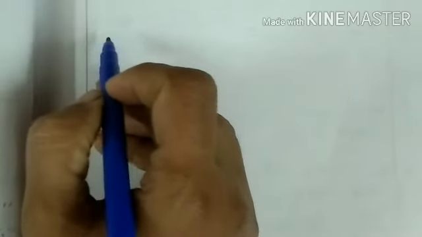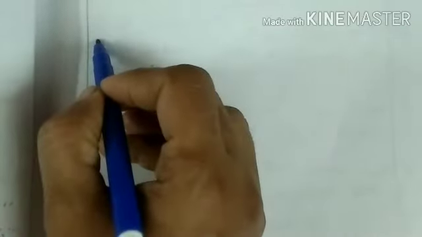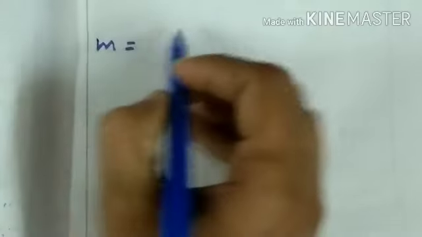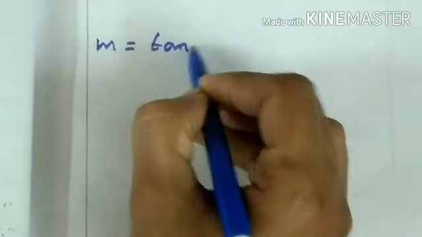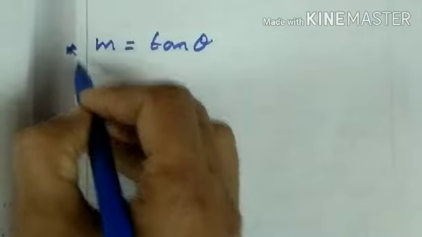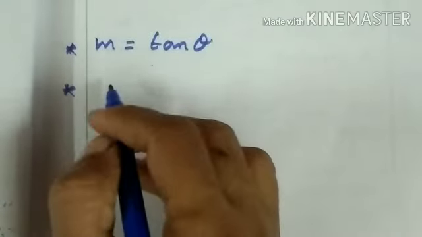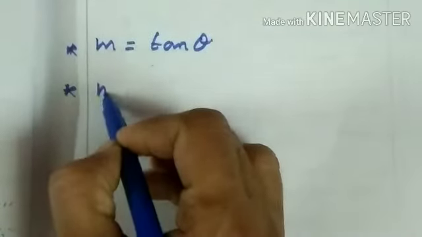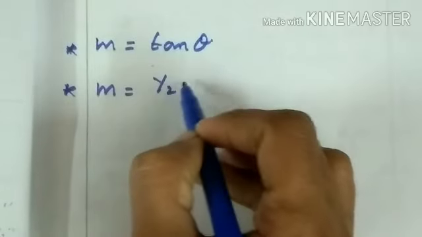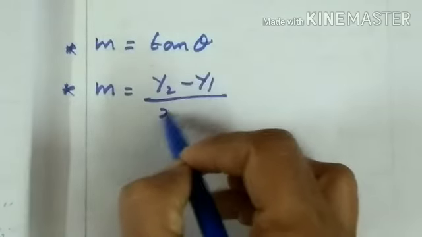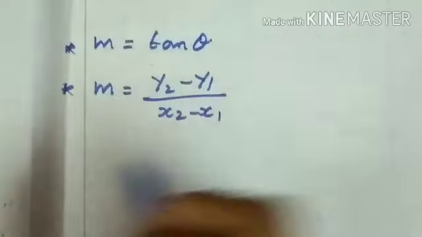When theta is given, the slope of the line m is equal to tan theta. When 2 points are given, the slope of the line m is equal to y2 minus y1 by x2 minus x1.